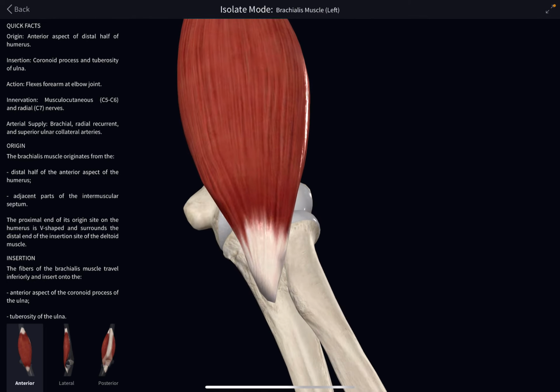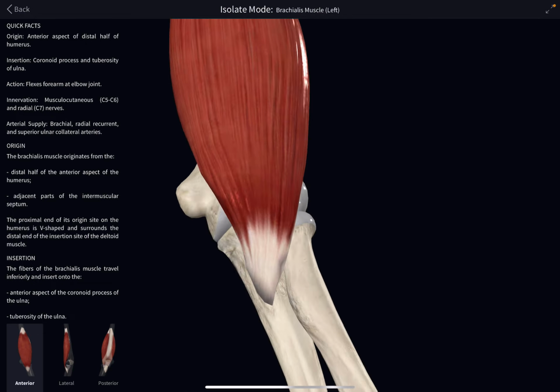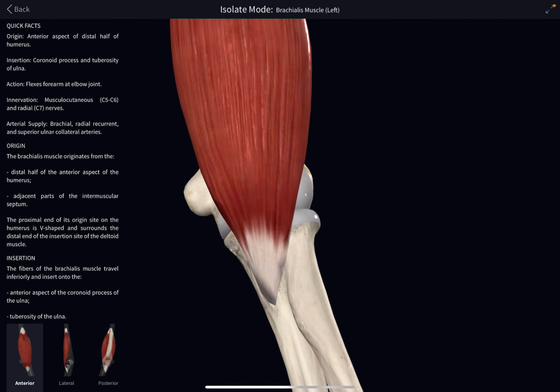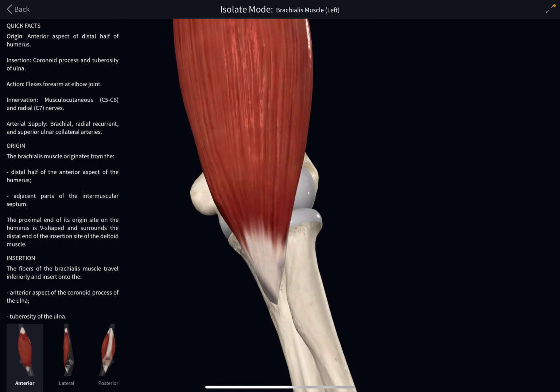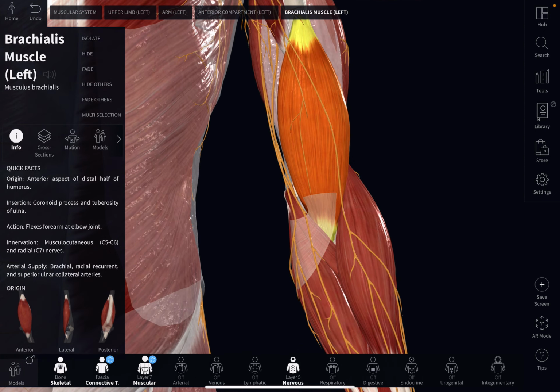This is the flat tendon of the brachialis muscle, and it is inserted into the anterior surface of the coronoid process and the tuberosity of the ulna. Right, so it is inserted to the coronoid process and the ulnar tuberosity. Biceps brachii is inserted to the radial tuberosity. Brachialis muscle is inserted to the ulnar tuberosity and to the anterior surface of the coronoid process of the ulna. I believe you know the coronoid process of the ulna, right? So that's the insertion of the brachialis muscle.